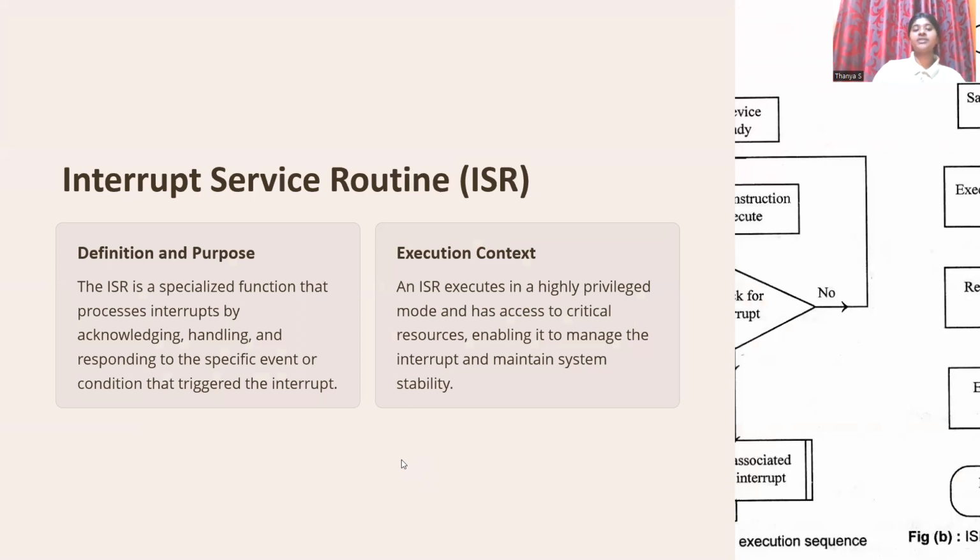Next is interrupt service routine, which is also known as ISR. The definition and the purpose: the ISR is a specialized function that processes interrupts by acknowledging, handling, and responding to the specific event or condition that triggered the interrupt. The next one is execution context. An ISR executes in a highly privileged mode and has access to critical resources, enabling it to manage the interrupt and maintain system stability.